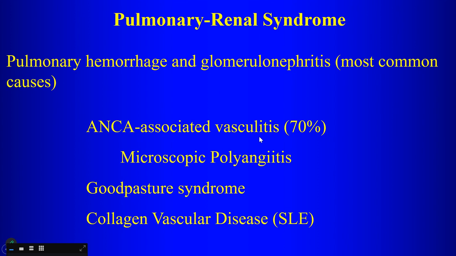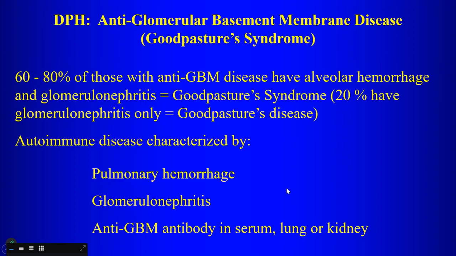So these can be ANCA-associated vasculitis, Goodpasture syndrome, also collagen vascular disease. All of these can cause renal damage, and can be a cause of diffuse alveolar hemorrhage. So starting with Goodpasture's, this is from antibody to the glomerular basement membrane, and that cross-reacts with the lung. That's what causes the alveolar hemorrhage within the lung. With Goodpasture syndrome, 20% have glomerulonephritis only, and that's called Goodpasture's disease.